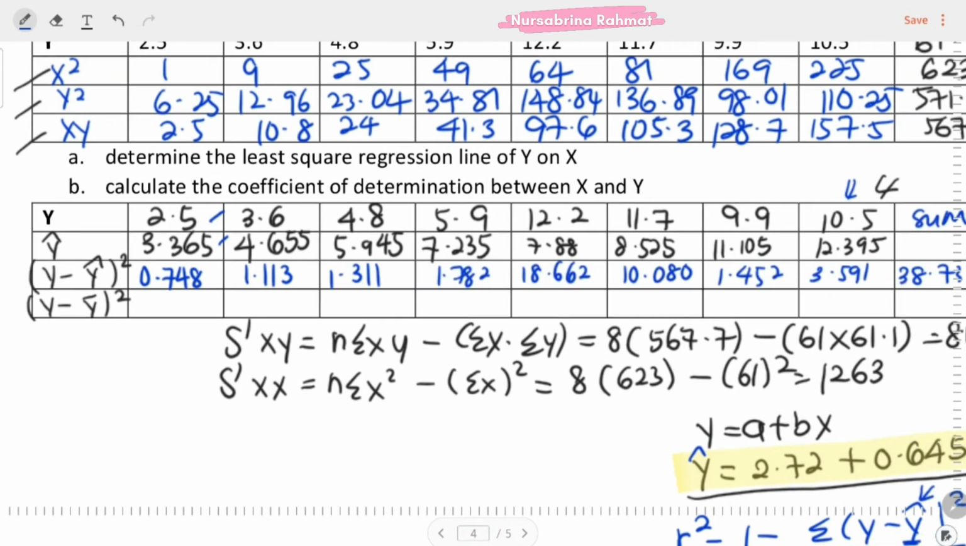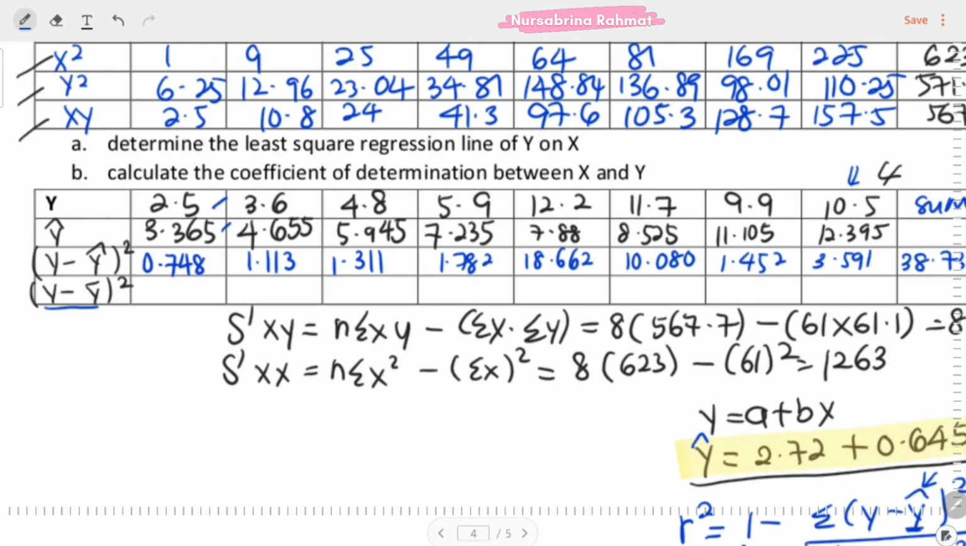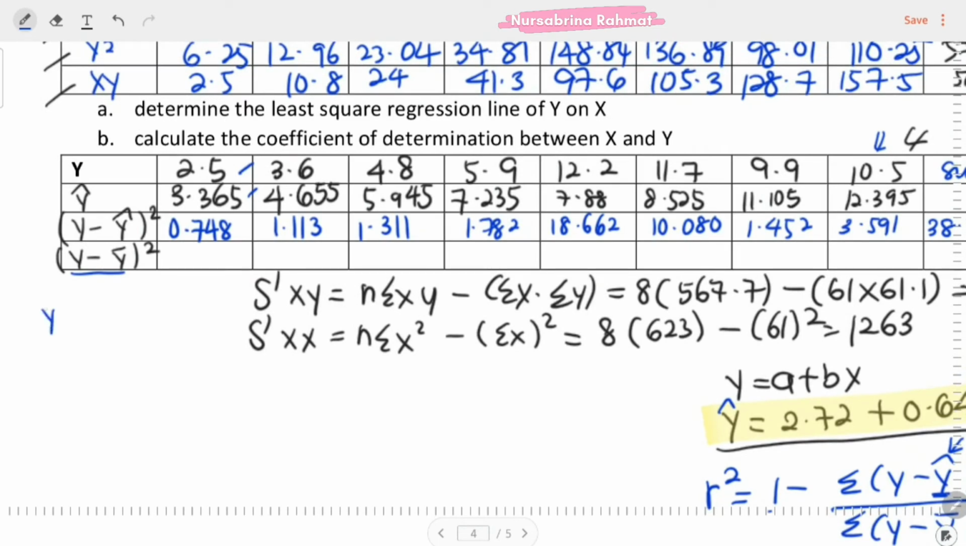Next we're going to find Y minus mean Y and then square. The mean Y is simply your Y bar, which equals the sum of Y divided by N. So your sum of Y is 61.1 divided by N, which is 8, so it equals 7.638. For the first one, at Y equals 2.5, it's 2.5 minus the mean 7.638, and then squared.